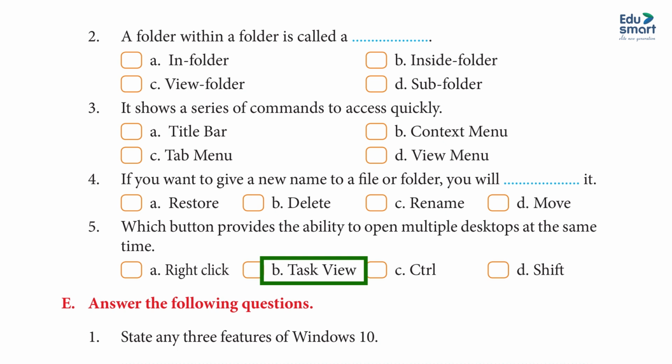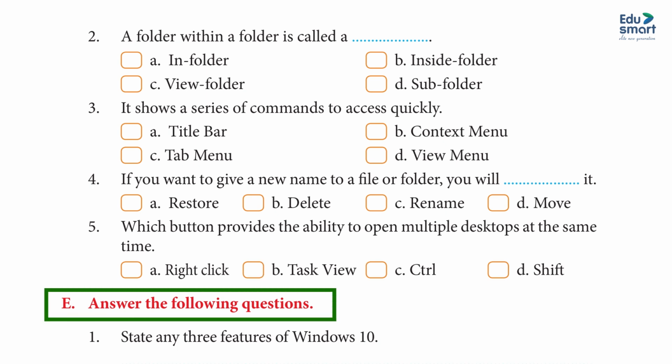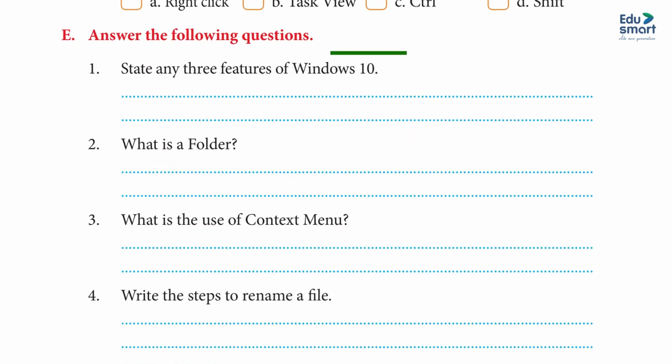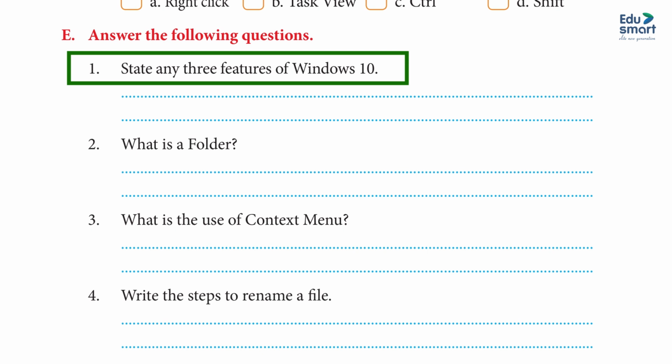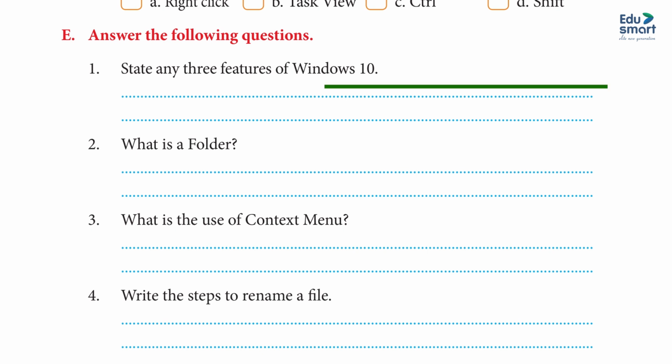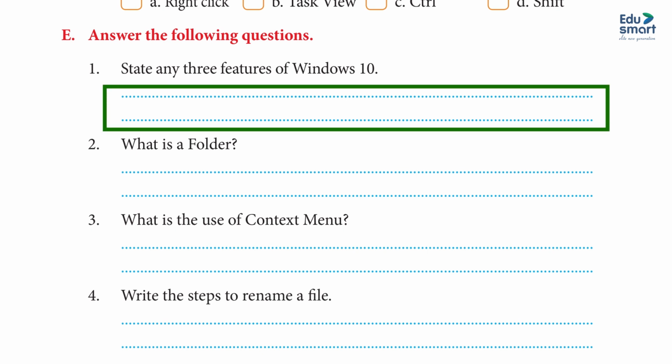E. Answer the following questions. 1. State any 3 features of Windows 10. Answer: The 3 features of Windows 10 are: 1. Multiple users work on one computer system at the same time. 2. It also provides the feature of downloading free and paid apps. 3. It enables one to start more than one program at a time.